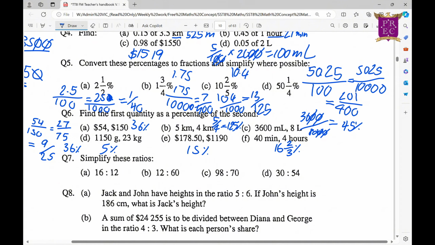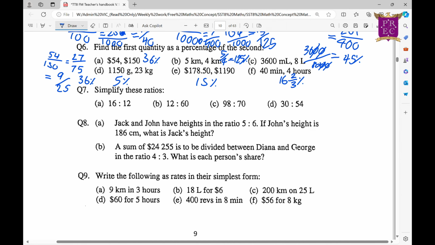Alrighty. Simplify these ratios. What you've got to do is look at the highest common factor. The highest common factor for 16 and 12 is 4. 4 goes into 16 4 times. 4 goes into 12 3 times. That's all. Highest common factor between 12 and 60 is 12. 12 goes into 12 1 time. 12 goes into 60 5 times.